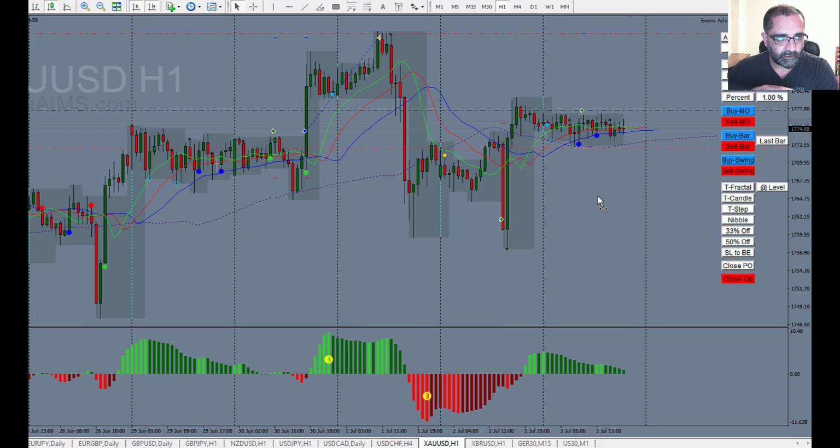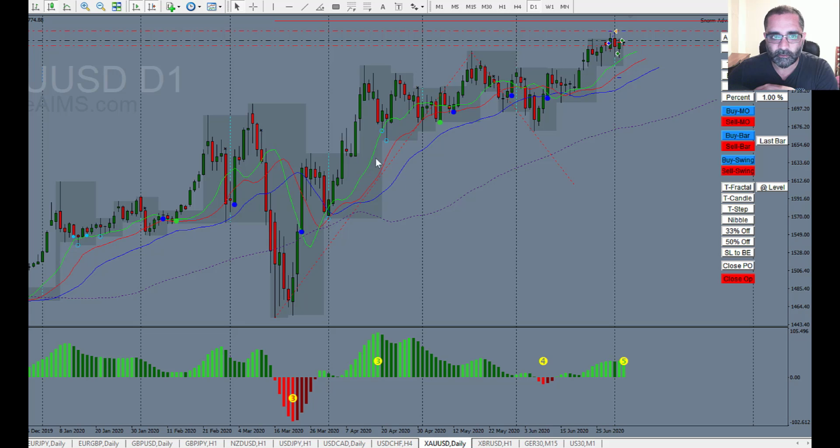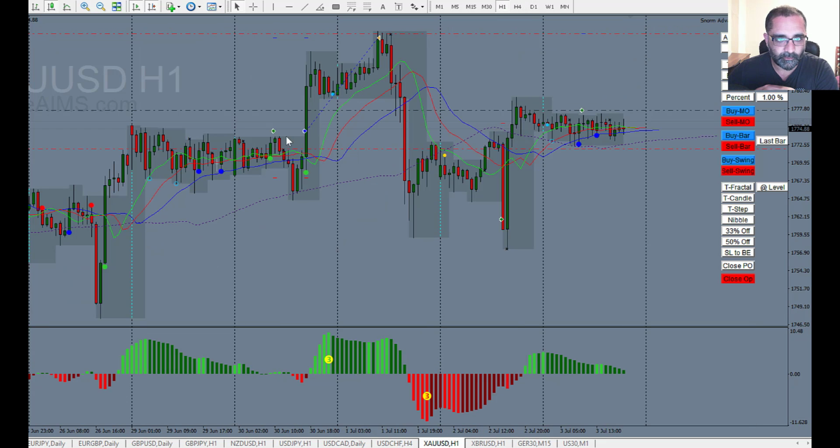Gold has an interesting situation going on. Let's see. Yes, we had a beautiful setup here. So we went long here, and it hit target point, and as soon as it hit target point, it went down. Why did it do that? Let's look at it.